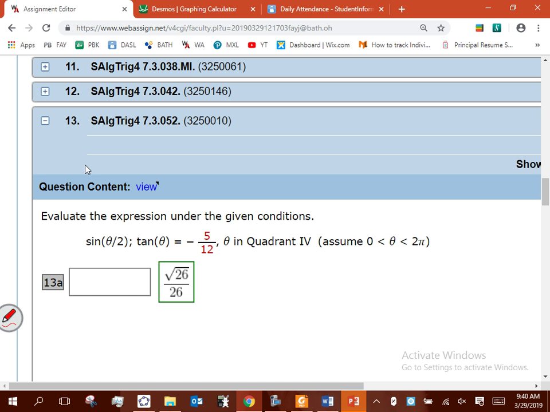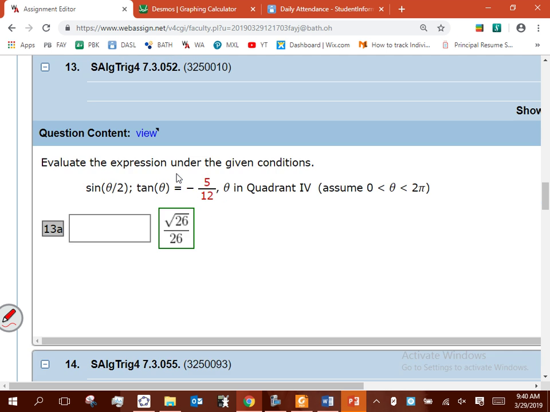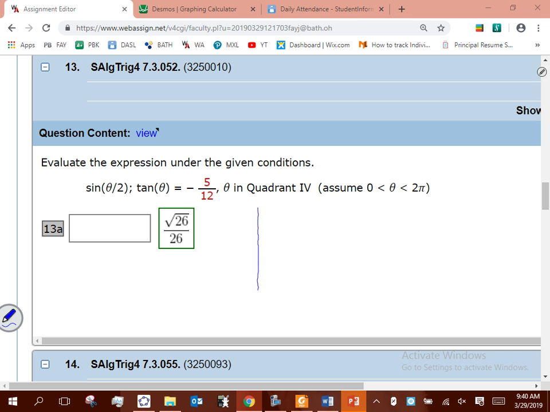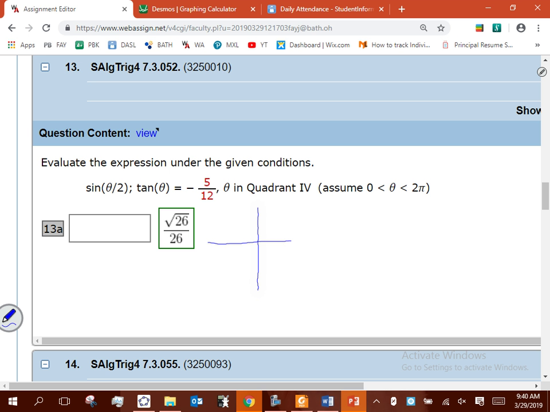I mean, I can do whatever you guys want to do. Want to do one of those? You remember yesterday we did the double angle, right? We drew a picture. This is the exact same type of question. Draw your picture for tangent of theta being negative 5/12. Theta is in quadrant 4.